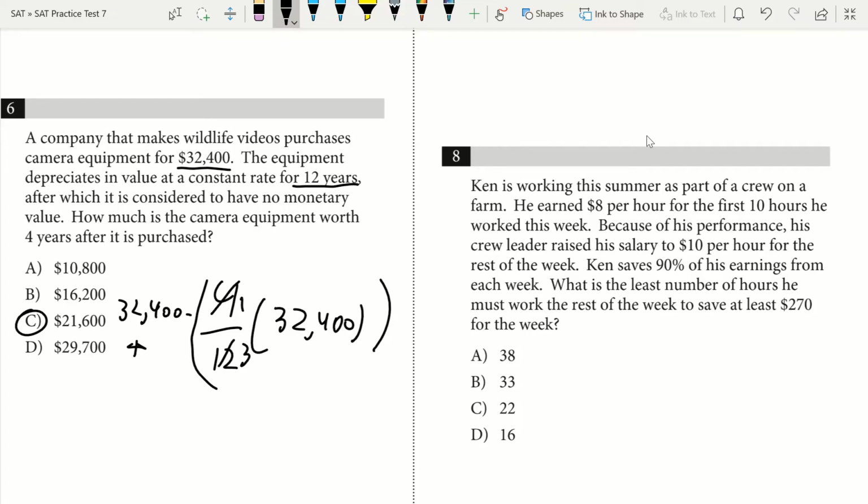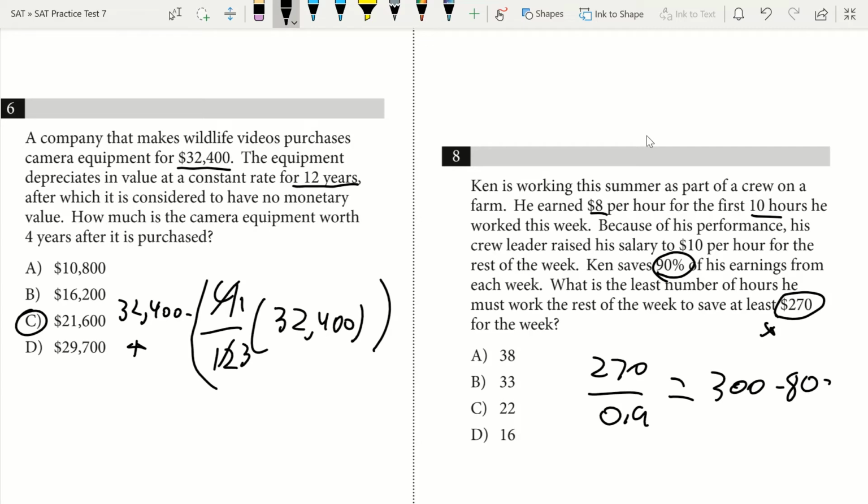for the week? Well, if he wants to save $270 and he's saving 90% of his earnings, we have to divide 270 by 0.9. And that's going to give us 300. That's how much he has to earn in the week in order to save $270. So we know that he already earned 8 times 10, right? Because he worked 10 hours and he earned $8 per hour.